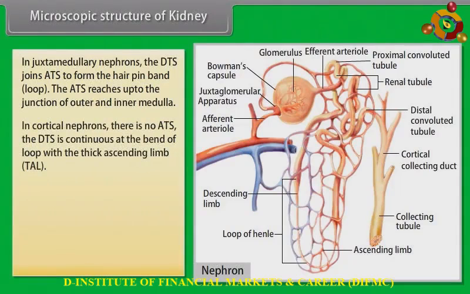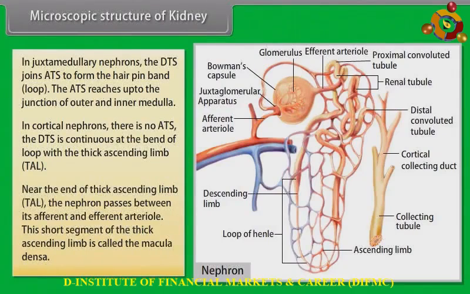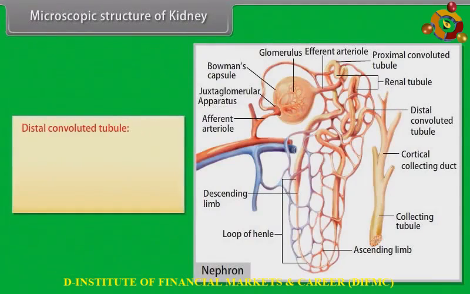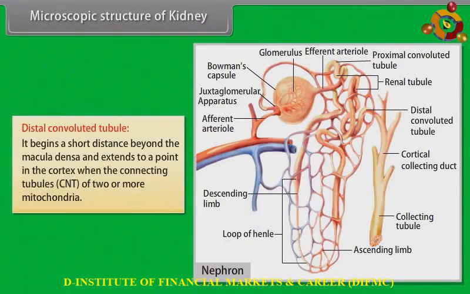In cortical nephrons, there is no ATS. The DTS is continuous at the bend of the loop with the thick ascending limb. Near the end of the thick ascending limb, the nephron passes between its afferent and efferent arteriole. This short segment of the thick ascending limb is called macula densa. Distal convoluted tubule. It begins a short distance beyond the macula densa and extends to a point in the cortex where the connecting tubules of two or more nephrons join.